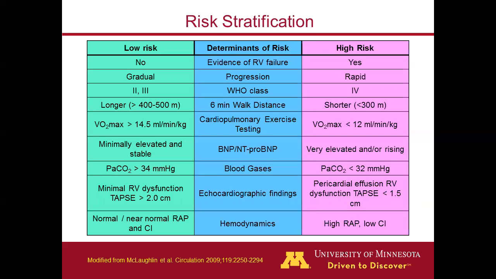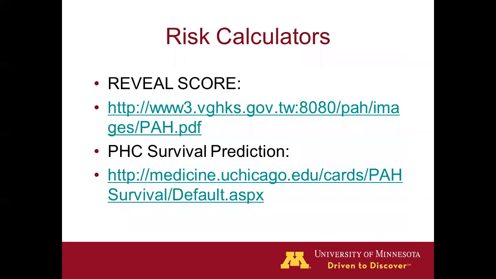If your cardiac output is preserved and your right atrial pressure is low, that means you are compensated. Okay, we call it RV-PA coupling, that the RV is able to handle that. In that case, you are low risk. Okay, if you have all these other features, you're high risk. If you're high risk, we go on parenteral prostacyclin therapy.